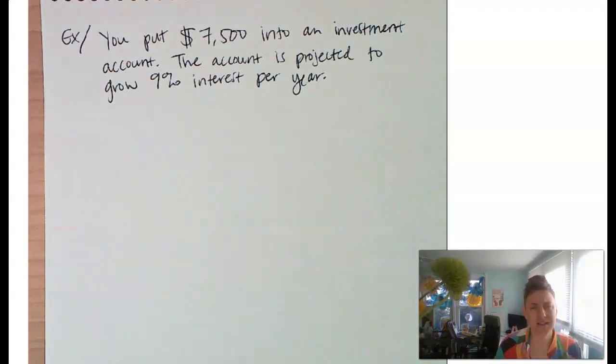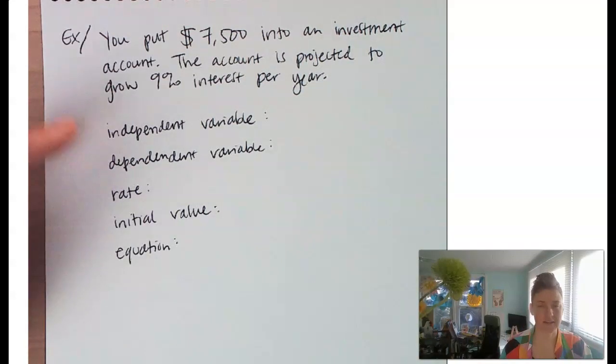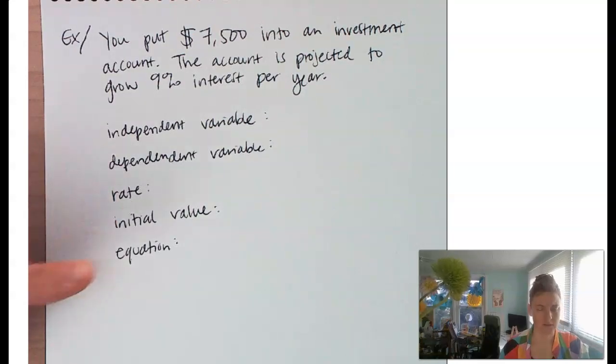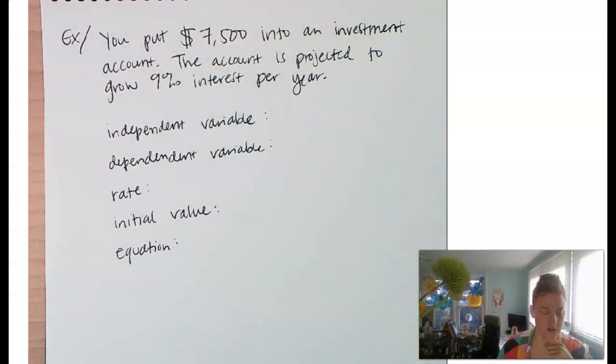So let's identify a couple key things about this situation, and then we will come up with our equation and graph it and show how much money we have after, let's say, 7 years. We're going to identify the independent variable, the dependent variable, the rate, and decide whether it's growth or decay, the initial value, and then we'll come up with our equation that models this situation.